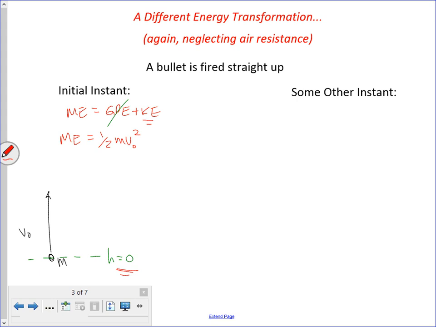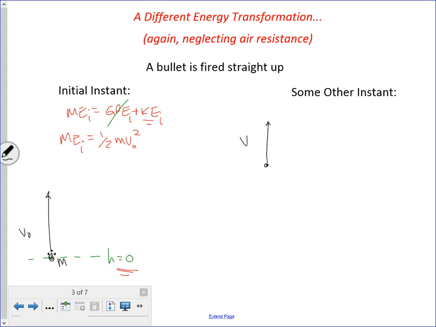I'm not going to do numbers. That's an expression for this object's total mechanical energy, and I might even say its total initial mechanical energy. Maybe we'd say that initial mechanical energy is the sum of the initial GPE and KE. Let's look at some other instant later. And let's say that this bullet is now here, and now moving at this speed v.